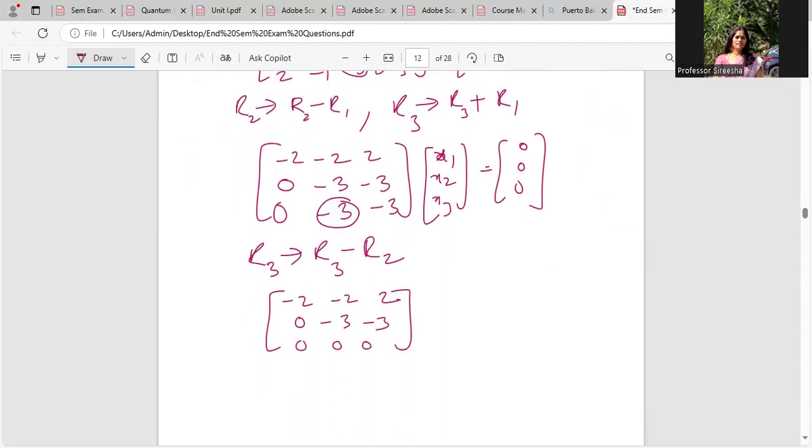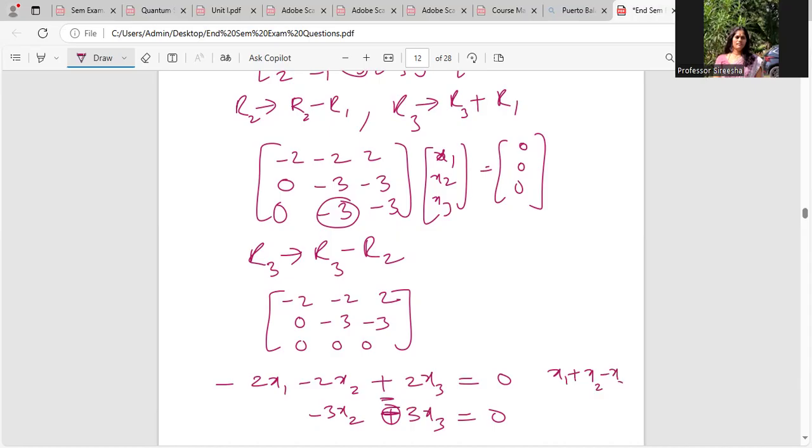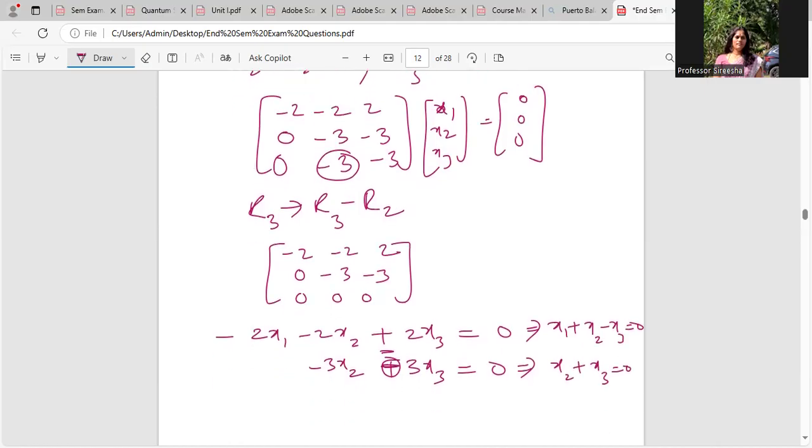I'll be writing it in equation format. Minus 2x1 minus 2x2 plus 2x3 is equal to 0. Minus 3x2, x1 coefficient is 0, guys. Minus 3x3 is equal to 0. I can take minus 2 common. So x1 plus x2 minus x3 is equal to 0 is the first rewritten equation. Second rewritten equation would be x2 plus x3 is equal to 0, which implies x2 is equal to minus x3.